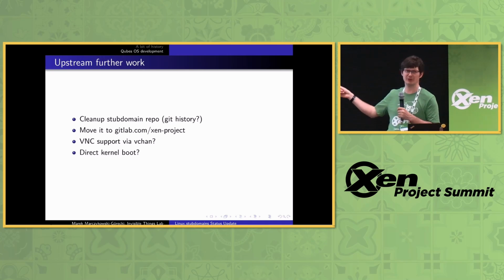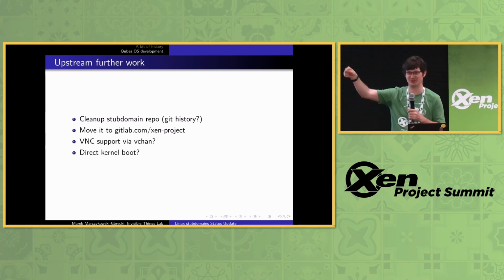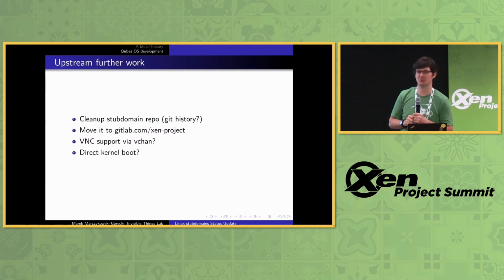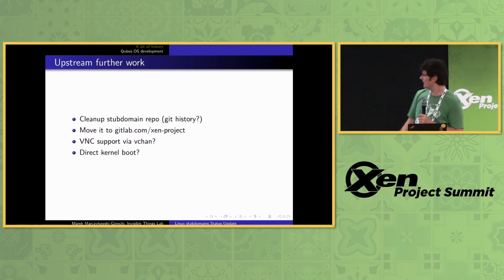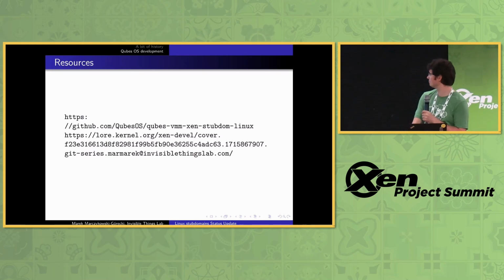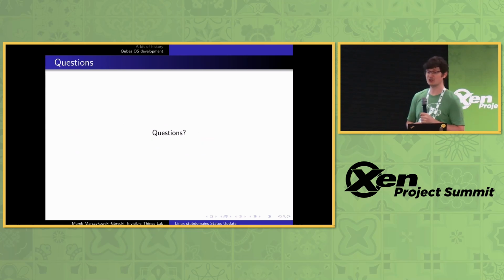Quite recently, somebody posted an idea to implement VNC access via vchan. So there would be a vchan proxy into Stubdomain that connects to QEMU to access VNC. I think it's quite easy to add, and would make it much more useful outside of Qubes. So maybe. And direct kernel boot is waiting for some solution that would work upstream. So I have some links. The slides are uploaded already, so if you want to learn more, here. And are there any questions?